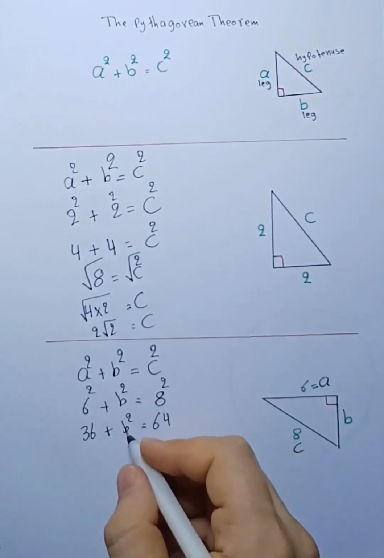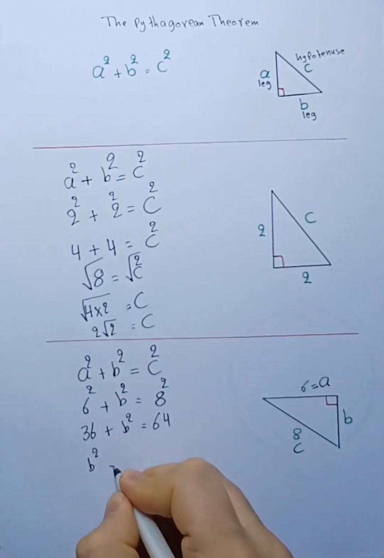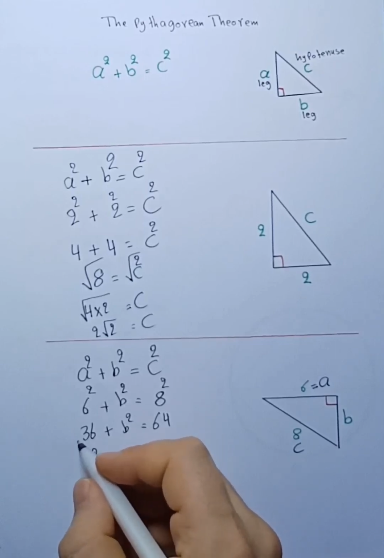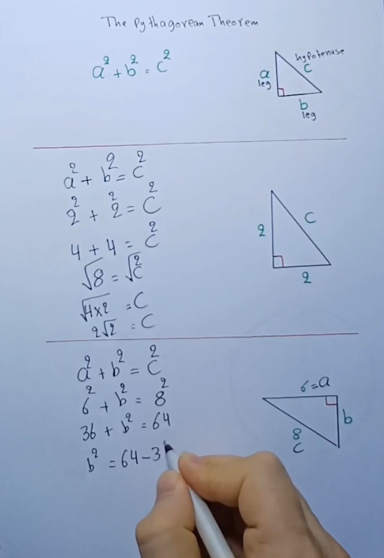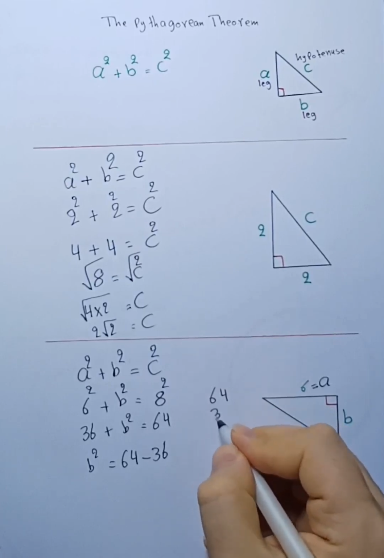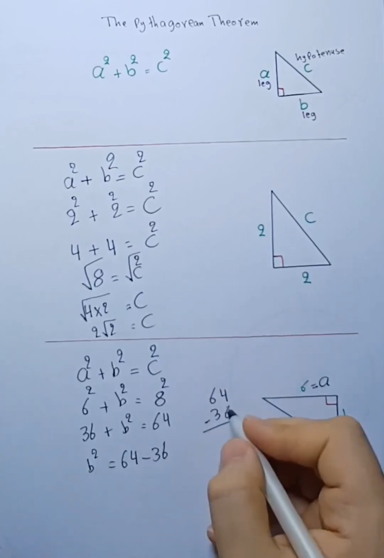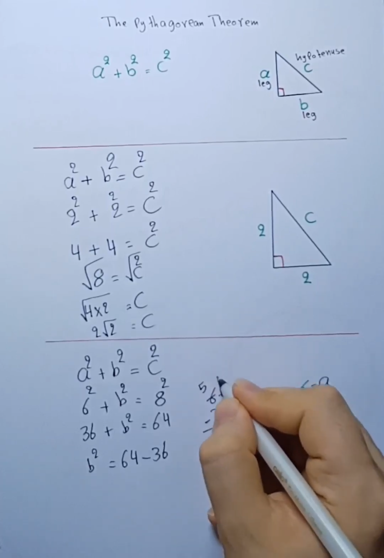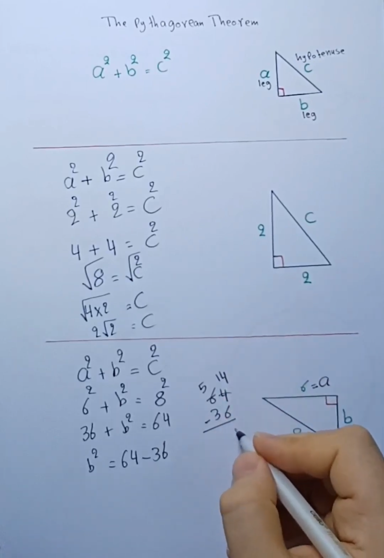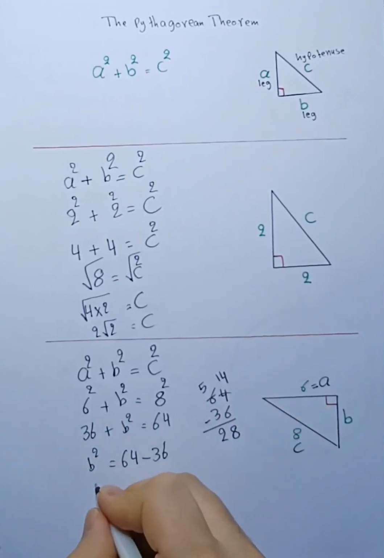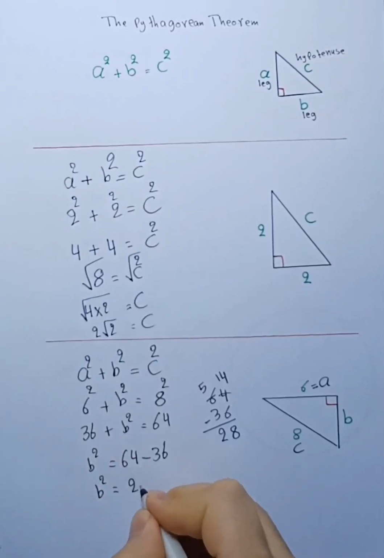After that, for finding the value of b square, we have to change the place of 36. Positive 36 becomes negative 36. After that, you have to subtract these two numbers, 64 minus 36. 4 minus 6, we have to borrow. 6 becomes 5 and 4 becomes 14. 14 minus 6 equals 8, and 5 minus 3 is 2, so b square equals 28.